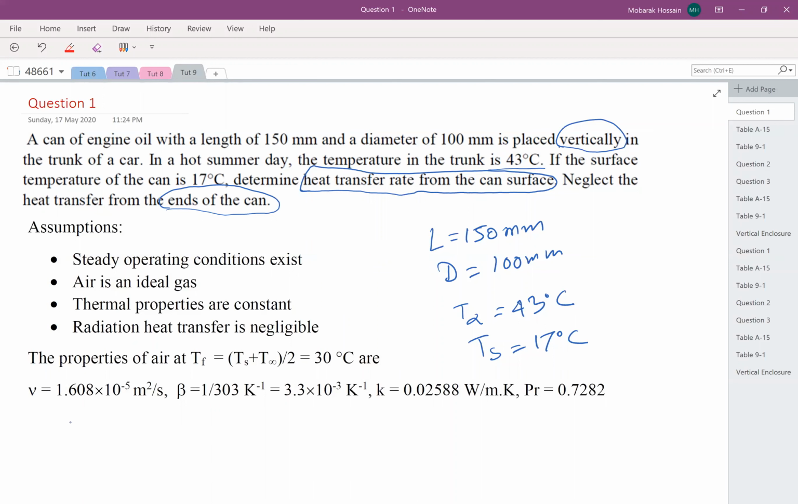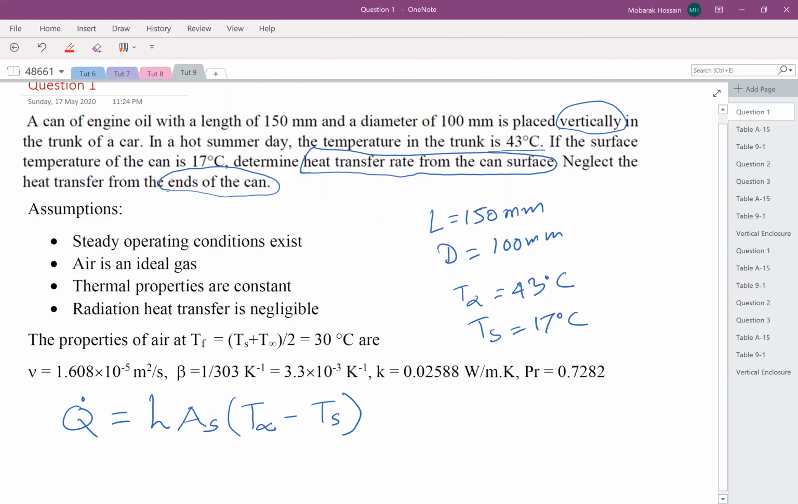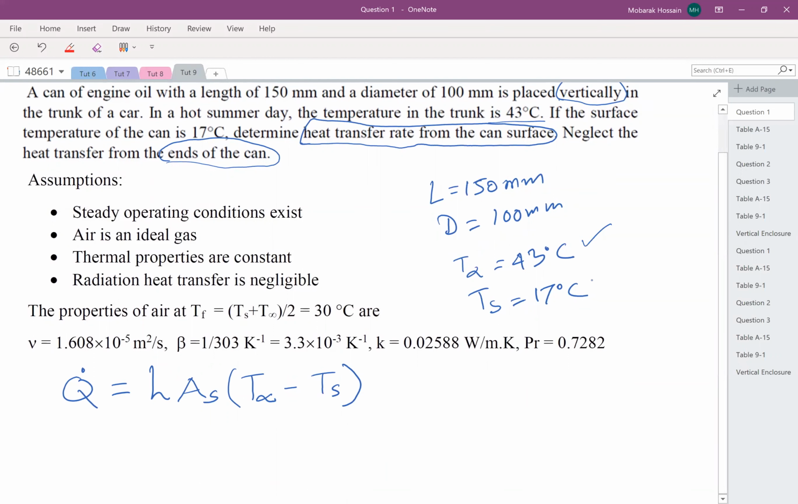So we need to calculate the rate of heat transfer, and the formula for rate of heat transfer is heat transfer coefficient, then can surface area, then temperature difference between environment and the can surface. Here the temperatures are given, so we can calculate the temperature difference, and the surface area for the can we can calculate from pi D L.